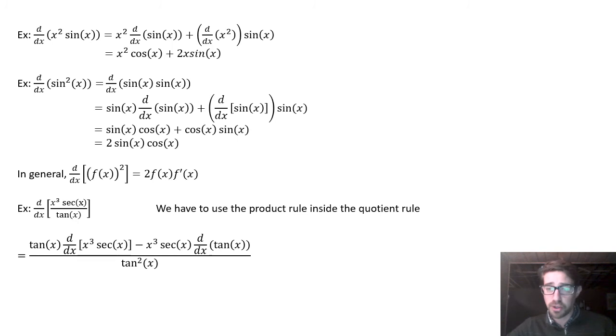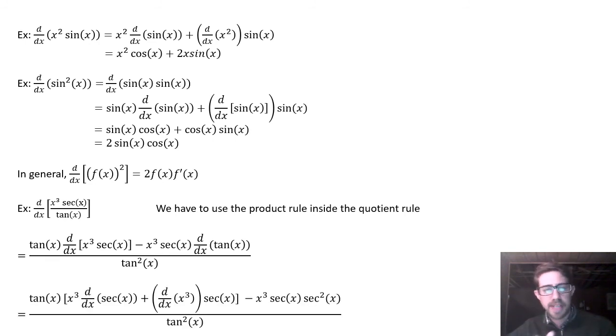And for that first term in the numerator, we have to use the product rule to get the derivative of x cubed times secant of x. We have tangent of x times, all in brackets, now we're using the product rule. So it's x cubed times the derivative of secant plus the derivative of x cubed times secant, minus, so we did the differentiation on this part. X cubed times secant of x, the derivative of tangent is secant squared, right?